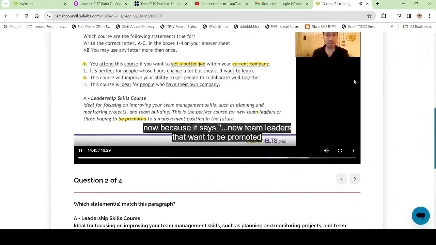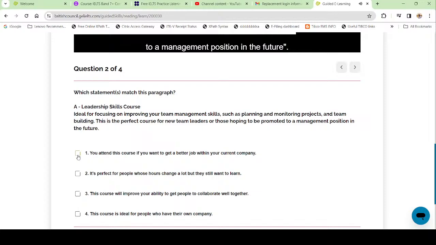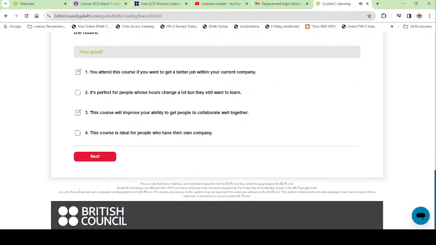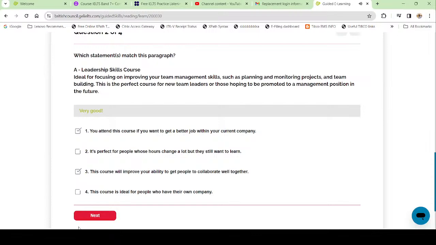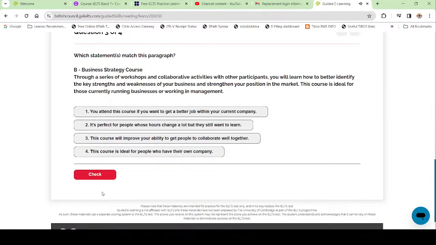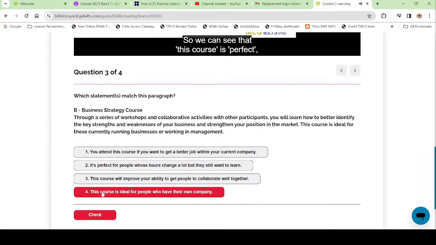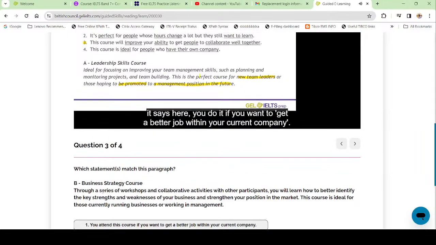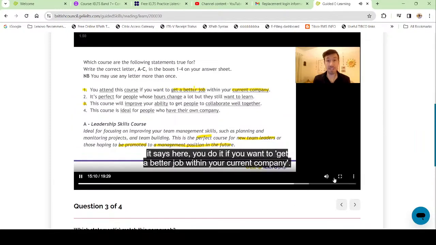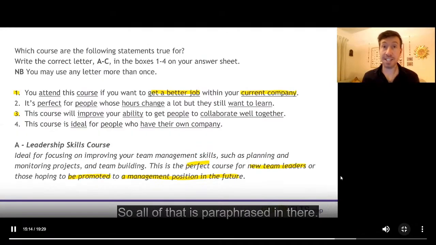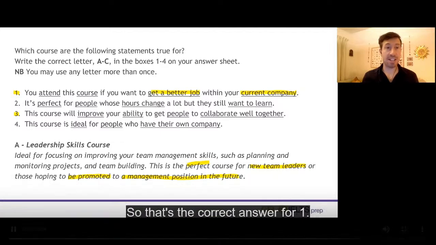Now, because it says new team leaders that want to be promoted to a management position in the future. So that means they don't want to move to a different company. They want to stay in their company and move from one position to a higher position in that company. So that would be synonyms for in your current company. So we can see that this course is perfect, as it says here. You do it if you want to get a better job within your current company. So all of that is paraphrased in there. So that's the correct answer for 1.